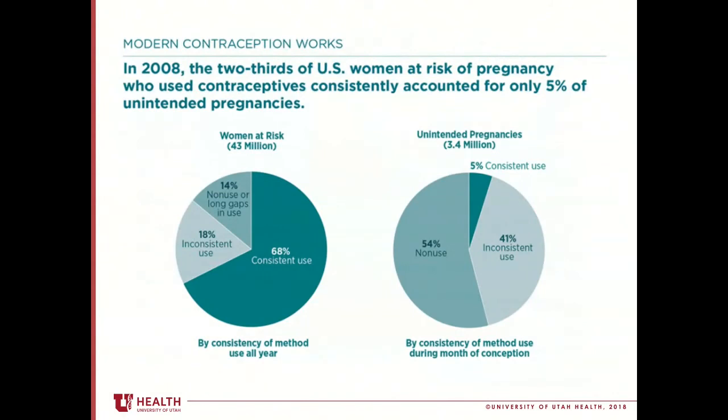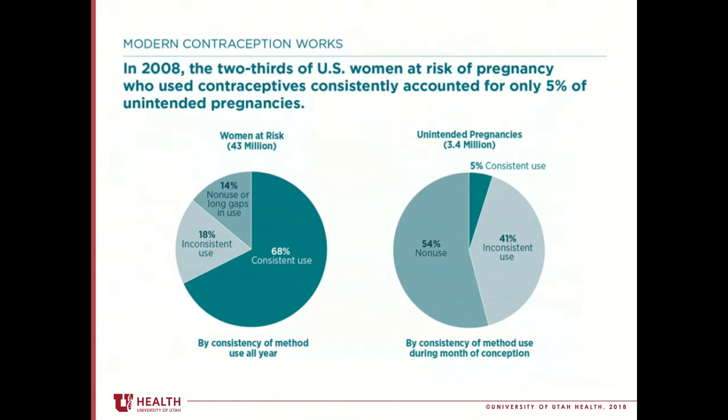Like the headline on this graph says, modern contraception works. So on the left, the pie chart represents the 43 million women in the U.S. that were considered at risk of pregnancy in 2008. And you can see that 68% of women used contraception consistently. Women who used contraception consistently accounted for only 5% of the 3.4 million pregnancies that happened that year. So women who are not using contraception or are using it inconsistently account for 95% of unintended pregnancies.